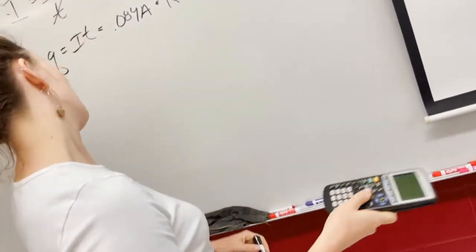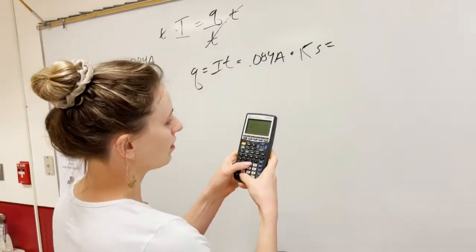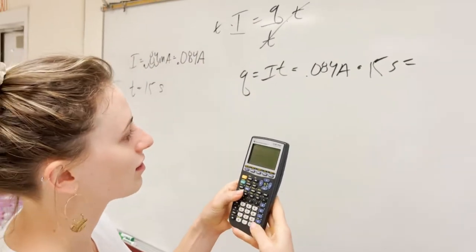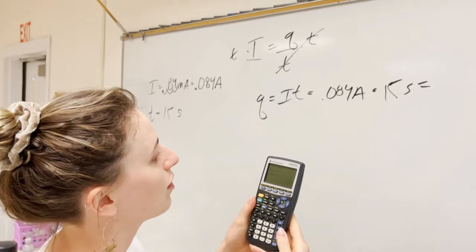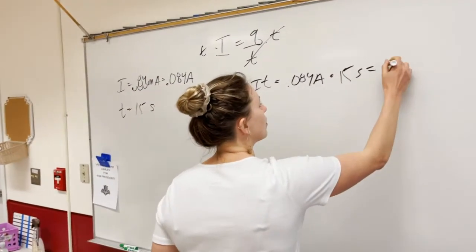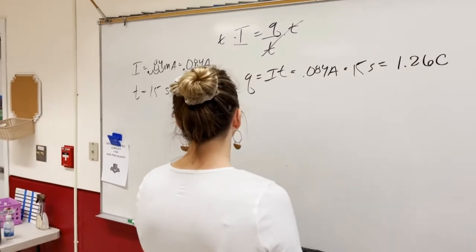Now, Mr. Morgan, I don't remember, on the test, will we make them convert? No. It's okay. However, in the real world, conversions have to be made. 1.26 coulombs. All right. Cool.